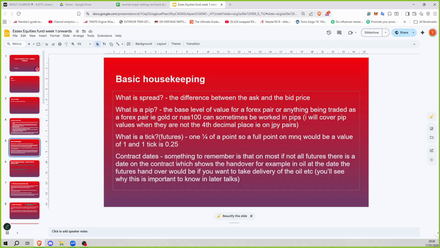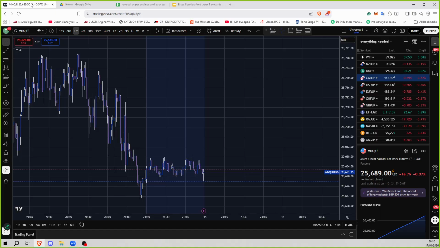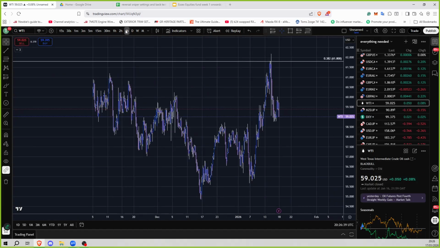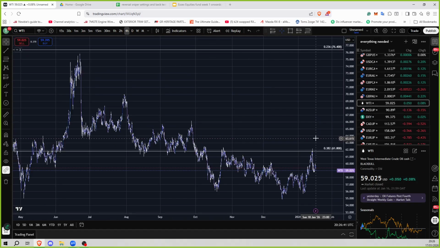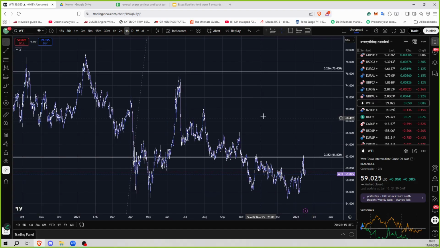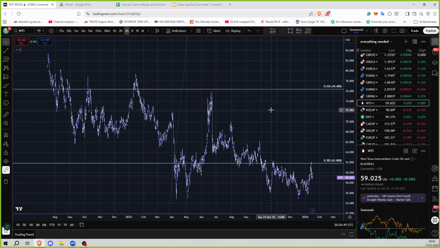Contract dates. Something useful to remember is that for things like oil, you have a contract date. So if I go to oil, you'll be able to look up when the contract date ends and starts. I've got this set to WTI because that's essentially the perpetual contract, which just means it continually updates.